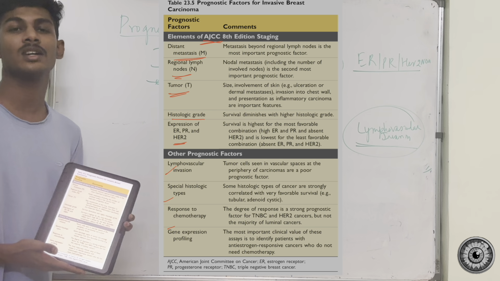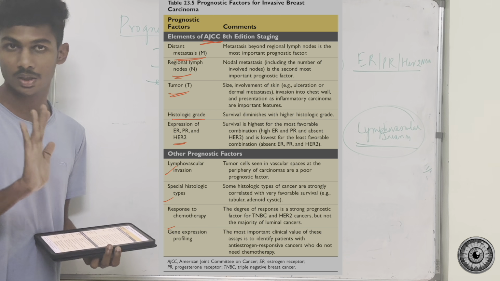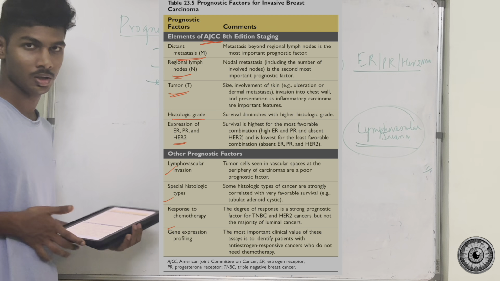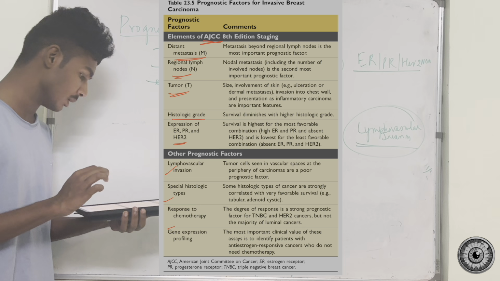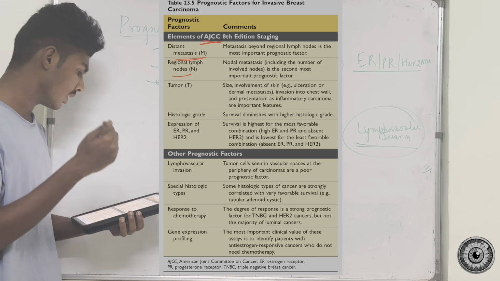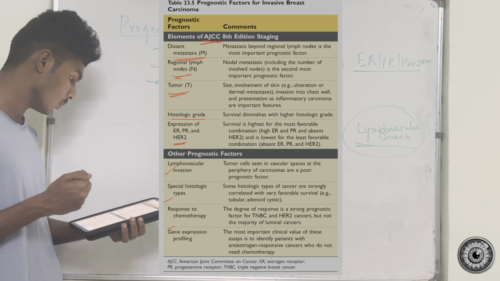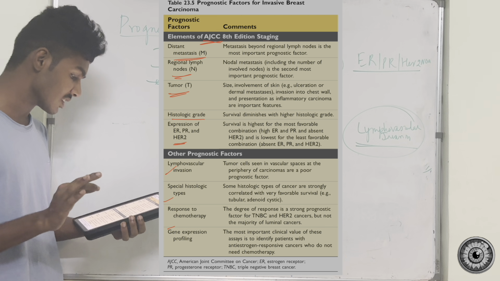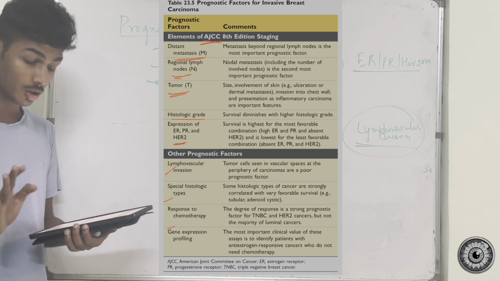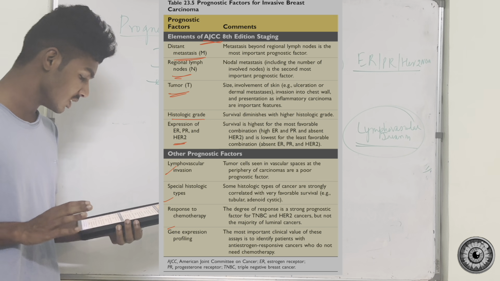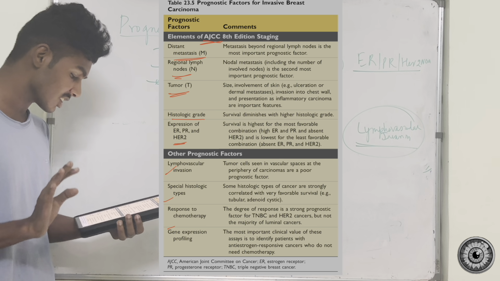This is what they want as a 5 mark question, okay? What they need is this, because it's a very important 5 mark question. I am putting the photo here, okay? Look, so whatever I told: TNM, histology grade, expression of ER, PR and HER2/neu, lymphovascular invasion, tumor seen in vascular spaces at the periphery of carcinomas are a poor prognostic factor. We have seen that in the medullary carcinoma, right? Special histologic types respond to chemotherapy, and gene expression profiling.